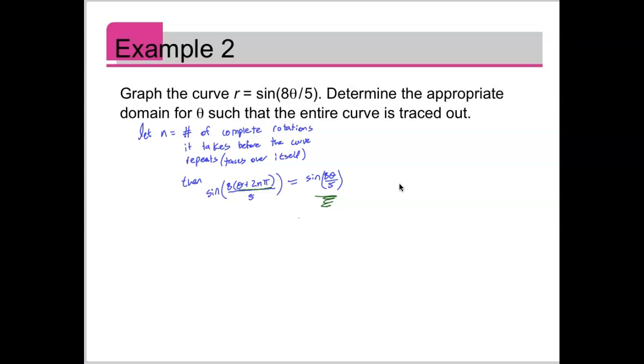So I'm going to simplify what I have on the left-hand side there. I'm going to distribute the 8, so sine of 8 theta plus 16n pi, that's over 5. And I need that to equal sine of 8 theta over 5. Then I can split up this fraction on the left. I'll rewrite it as 8 theta over 5 plus 16 pi over 5 times n. And I need that to be equal to sine of 8 theta over 5.